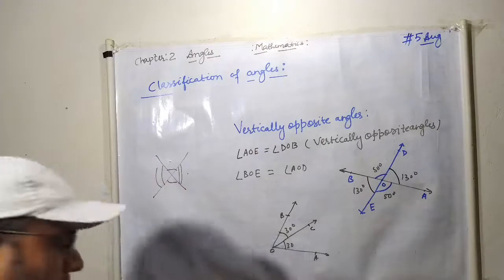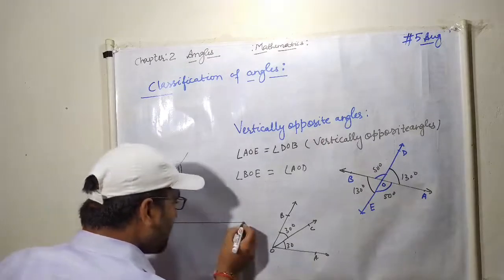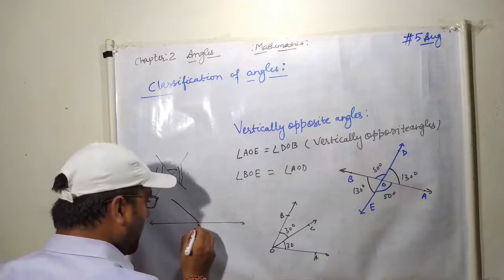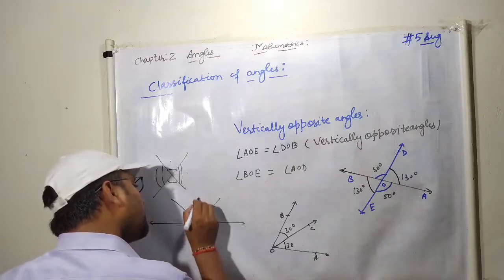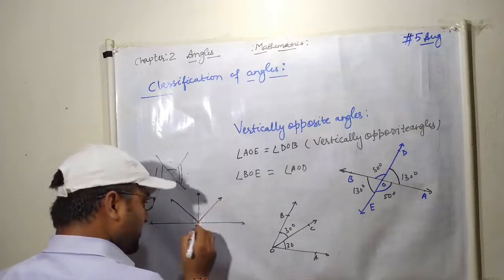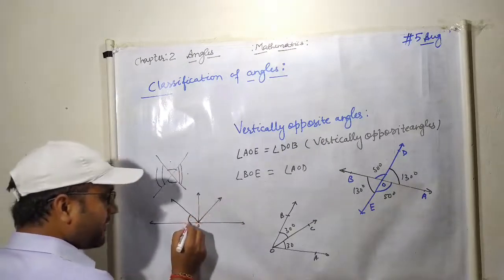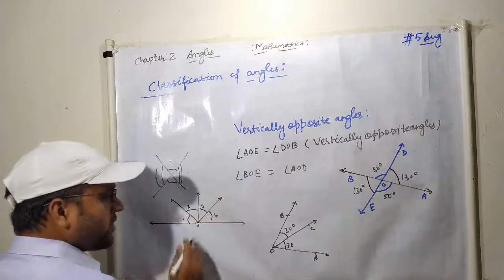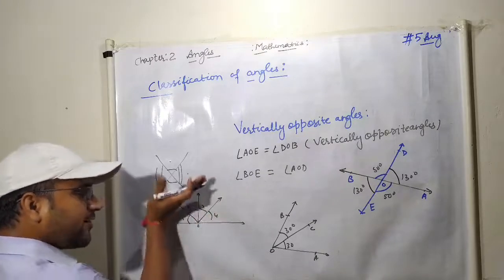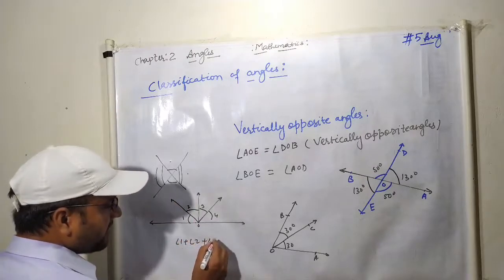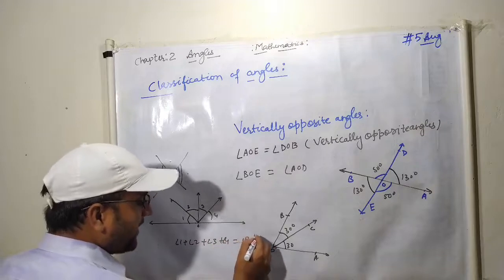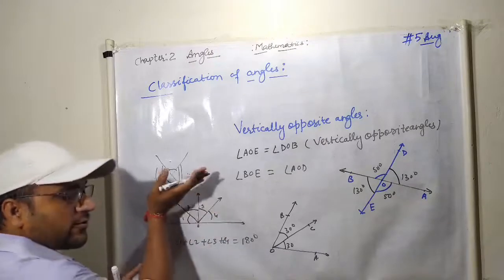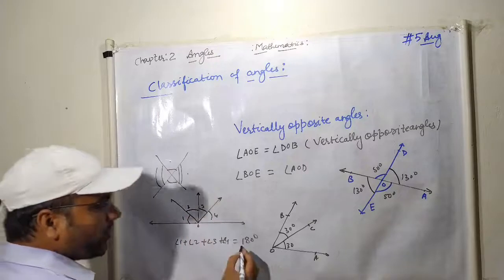Next one is a property, students. On a straight line, if there are many angles formed by different rays on one side of the straight line, then the sum of all angles, angle 1 plus angle 2 plus angle 3 plus angle 4, is equal to 180 degrees. On one side of a straight line, the sum of all those angles is equivalent to 180 degrees.